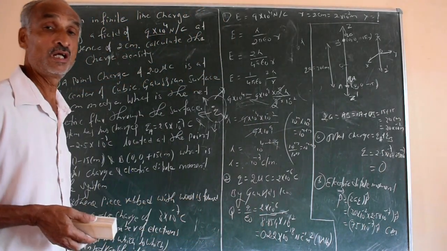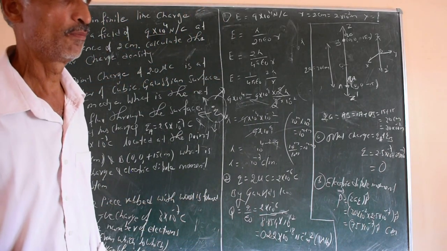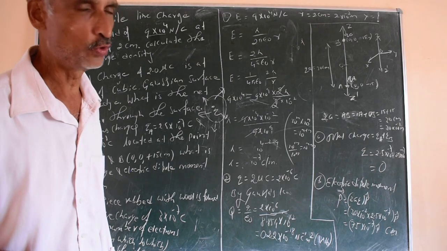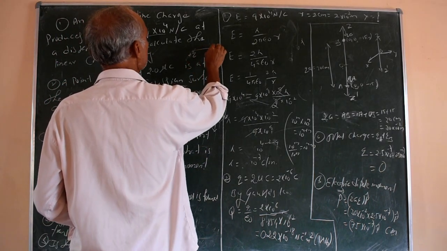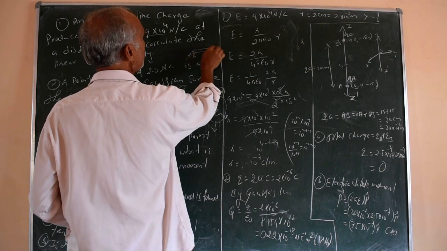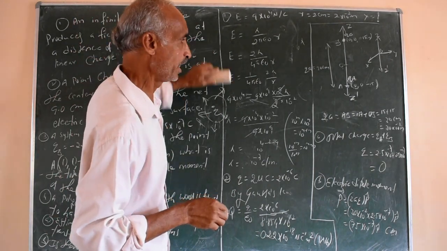The separation between the charges plus q and minus q is the 2a in a dipole. So here is a dipole with plus q charge and minus q charge, and the separation is taken as 2a. Therefore 2a is that much.